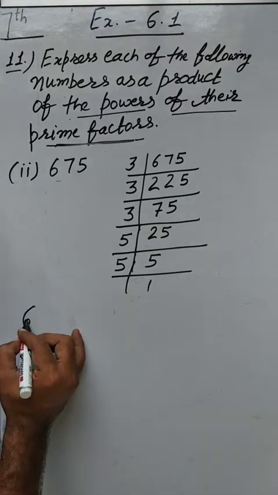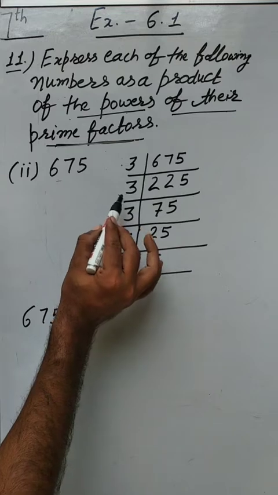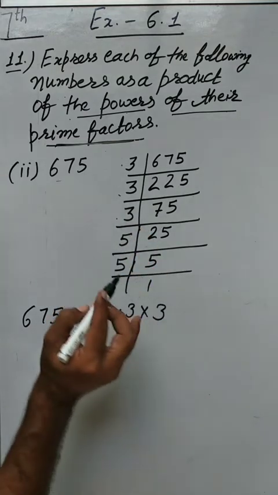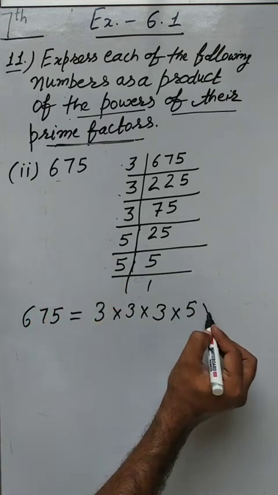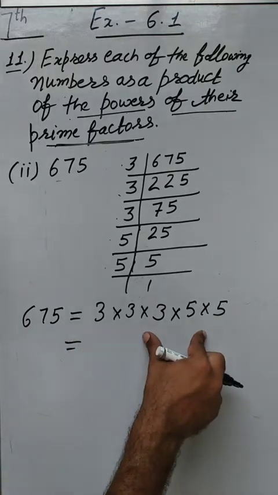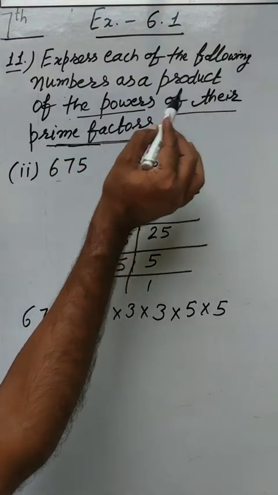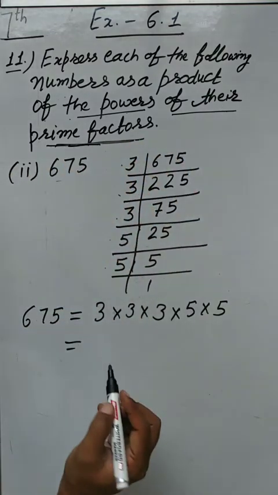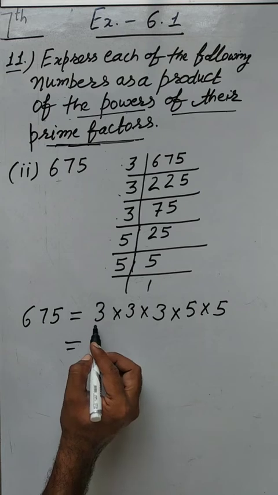So 675 is written as 3 multiply 3 multiply 3 and multiply 5 multiply 5. Okay, beta. Now we have written it in the form of prime factors. But he is saying write in the form of product of the powers of prime factors. Now write in the form of power, means in the form of exponent.